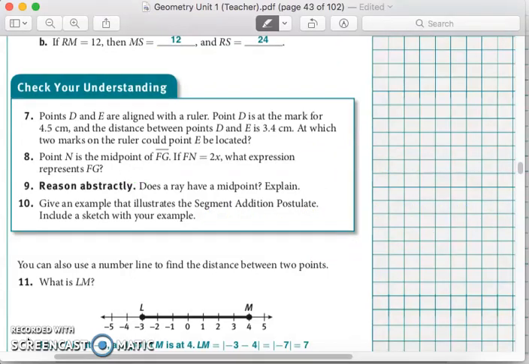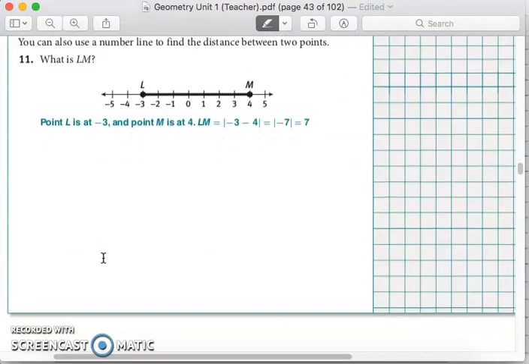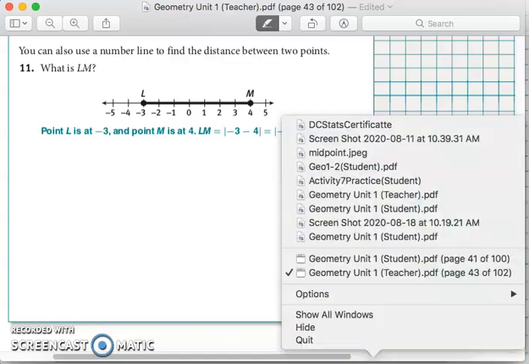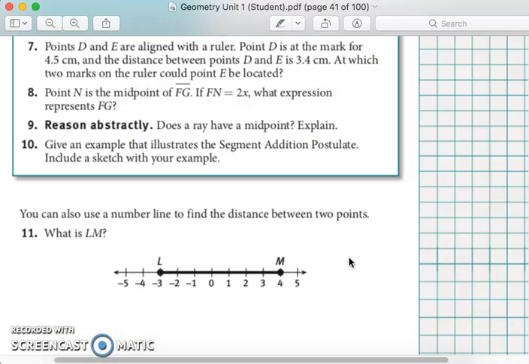If you do, just let me know, send me a message on Remind, and I can help you out. All right, so let's look at 11. It says you can also use a number line to find the distance between 2 points. Okay, so if we want to find the distance between 2 points using a number line, how are we going to do that? All right, so here's what we can do.